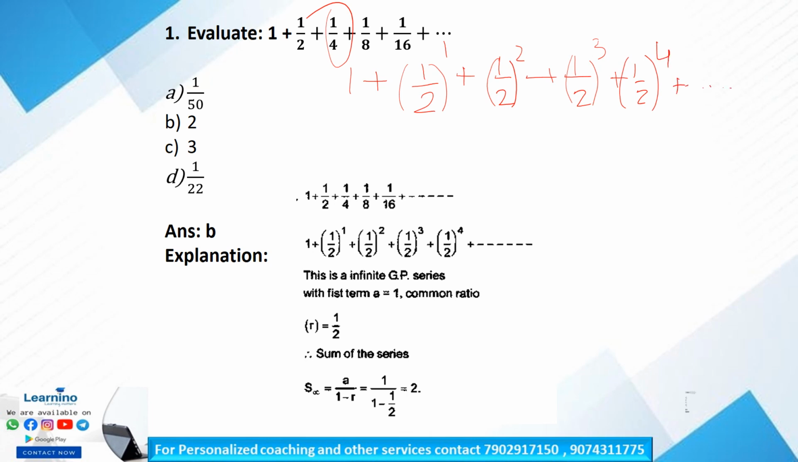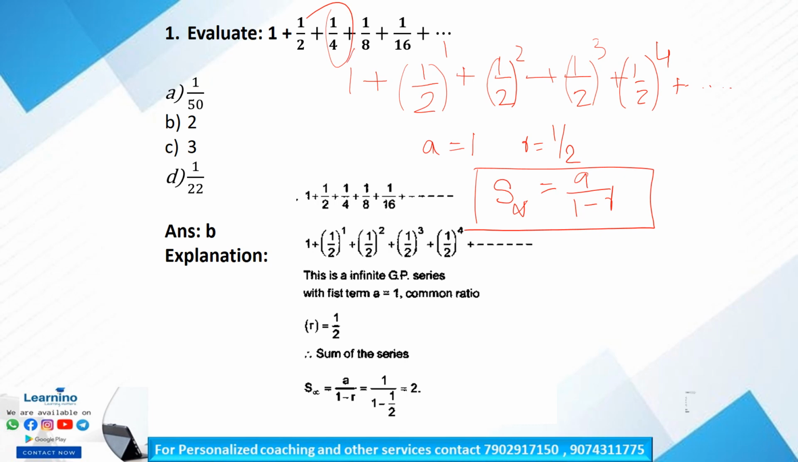Plus etc. So what is this? This is an infinite GP series, with the first term a equal to 1 and the common ratio r equal to 1 by 2. The sum of the series S of infinity is given as a by 1 minus r. This is the formula we have to note.